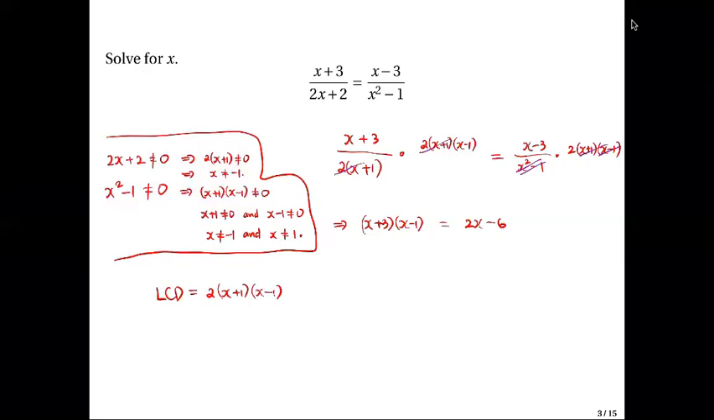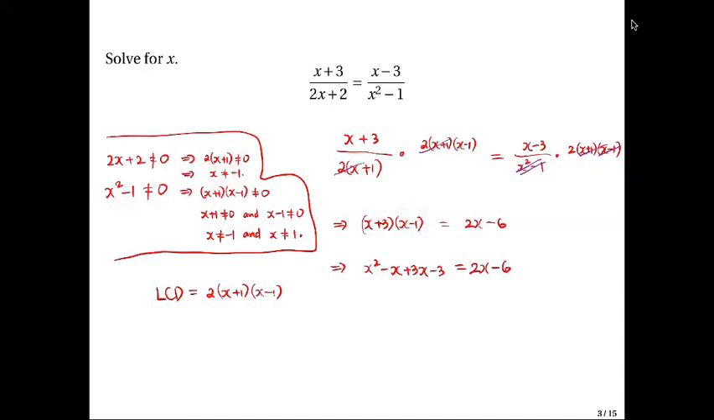Now let us expand the left-hand side. It's just x squared, so you can use your FOIL method. You will have your x squared. Then you have your x times negative 1. So let me write that. And then you have your 3x, so plus 3x. And then this guy here, you have minus 3. And then on the right-hand side, you still have your 2x minus 6.